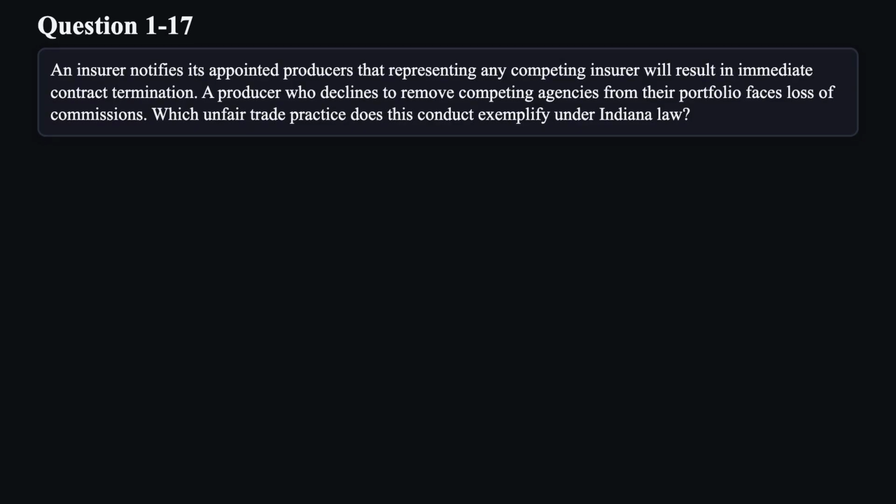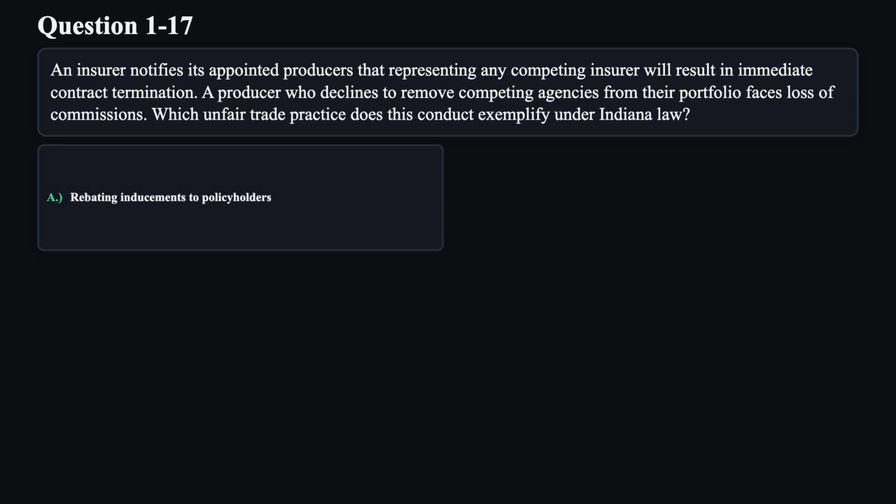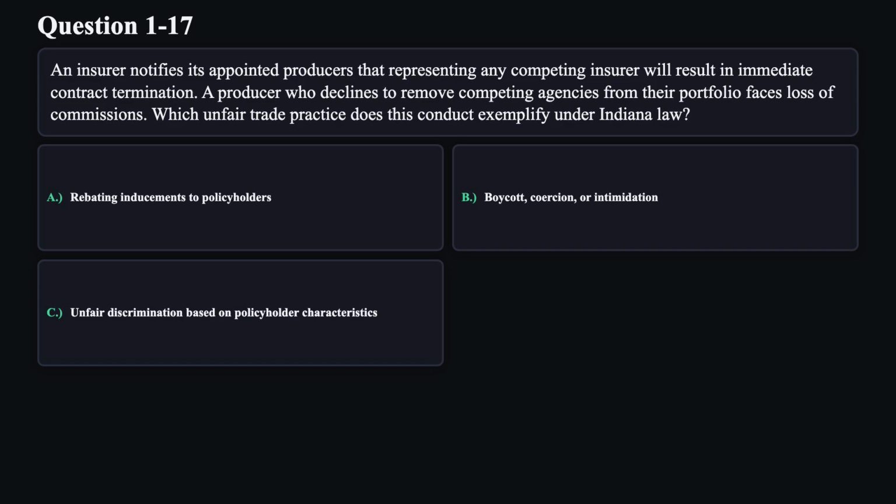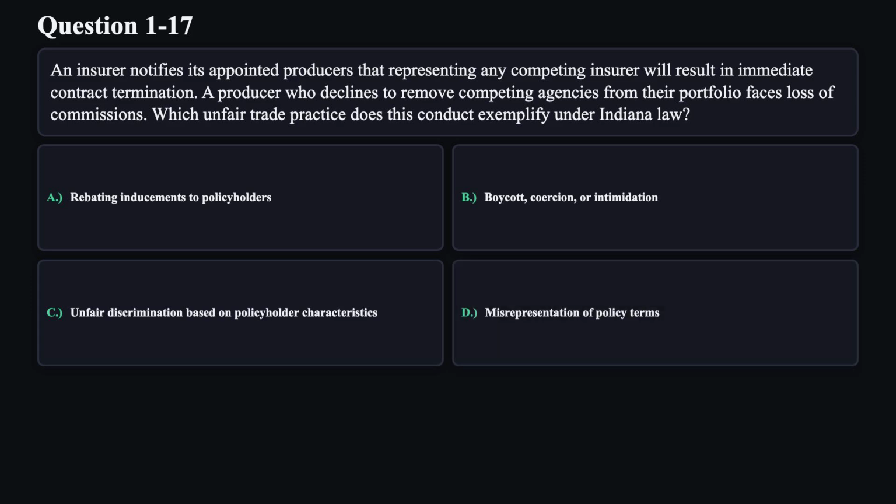Question 17. An insurer notifies its appointed producers that representing any competing insurer will result in immediate contract termination. A producer who declines to remove competing agencies from their portfolio faces loss of commissions. Which unfair trade practice does this conduct exemplify under Indiana law? A. Rebating inducements to policyholders. B. Boycott, coercion, or intimidation. C. Unfair discrimination based on policyholder characteristics. D. Misrepresentation of policy terms.